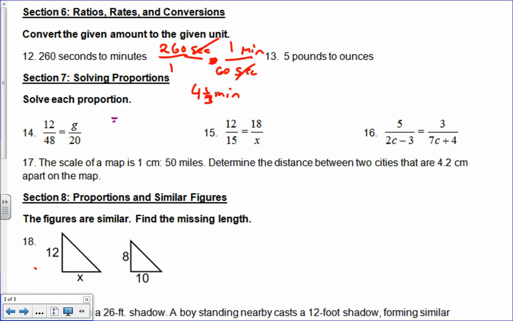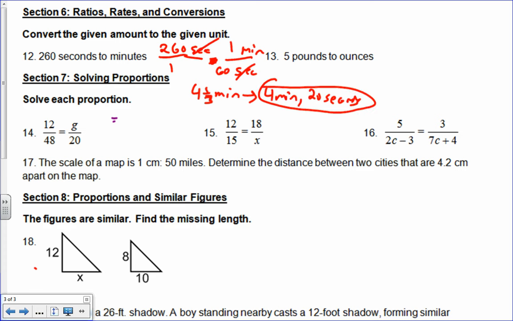Well, what is that in minutes and seconds? What's 1/3 of a minute? Well, if we have 60 seconds in a minute, 1/3 of that would be 20. So 4 minutes, 20 seconds. If you can read that, that's 4 minutes and 20 seconds.